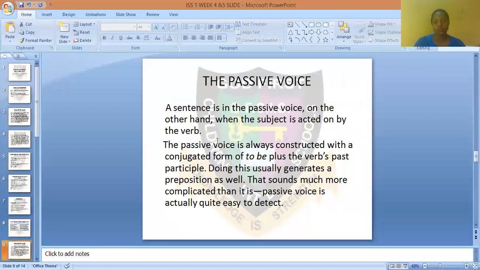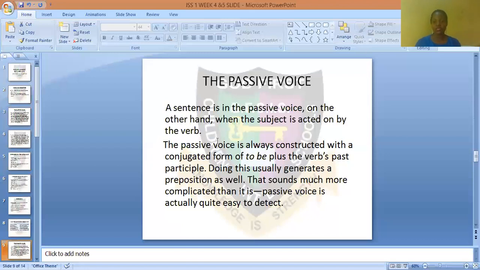Now moving on to the next, which is the passive voice. One look at the exercises on the passive. The sentence in passive, on the other hand, is when the subject is acted upon. The active voice talks about when the subject is the performer of the action. But again, passive voice, when the subject is acted upon, is always constructed with a conjugated form of to be plus the verb's past participle.